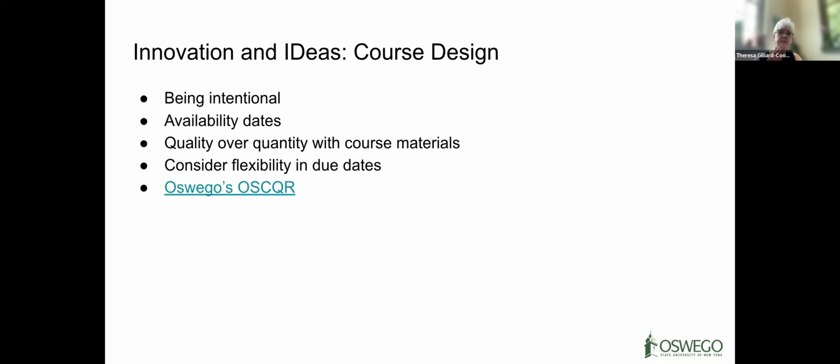Other ideas are to consider flexibility in due dates. And I'm going to talk more about that in a moment. And then, of course, using Oswego's OSCAR, which is the Open SUNY course quality rubric. That can help guide you as you consider the different ways to build your course. OSCAR is more focused on online asynchronous, but it can be helpful for other modalities as well.